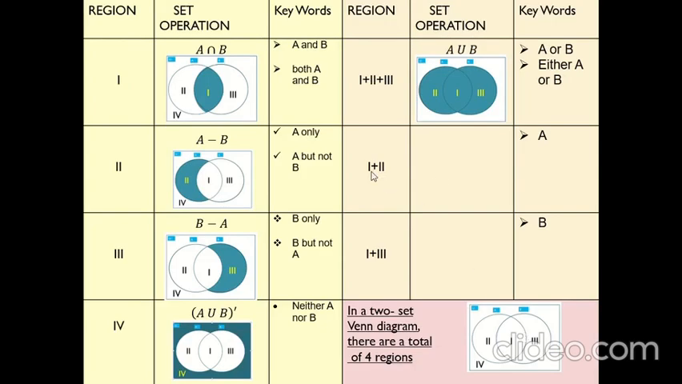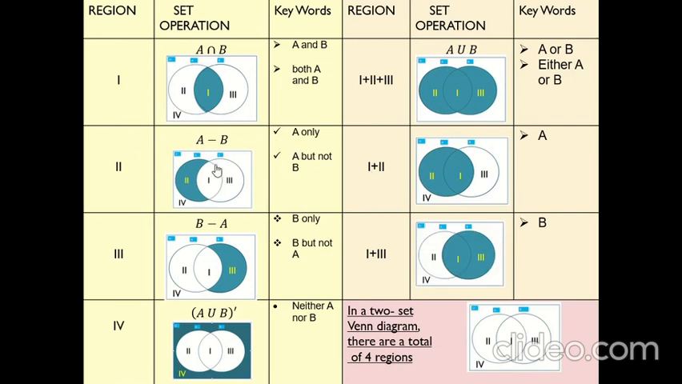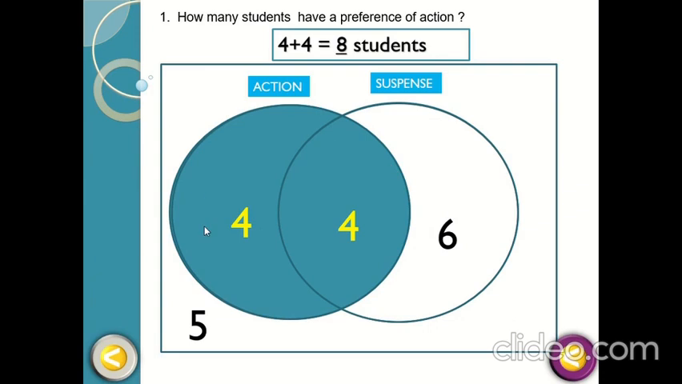Now add the regions 1 and 2 or inside the circle A. The keyword here is there is no the word only. Unlike in keyword A only, this time there is no word only. Example, how many students have a preference of action? Action, that means you have to add all the numbers inside this circle action, 4 plus 4.